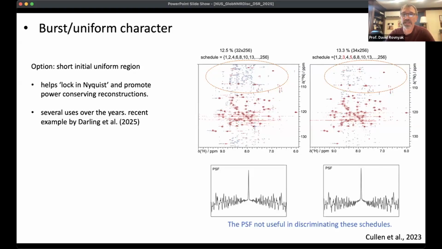And this is a case where, again, the PSF is not necessarily directly useful. If you compare the PSFs of those two schedules, it would be difficult to see that one would perform any better than the other. And so this is part of the complexity behind using the PSF. It tells us a lot about our reconstruction challenge, but sometimes it masks some of the information we want to know.